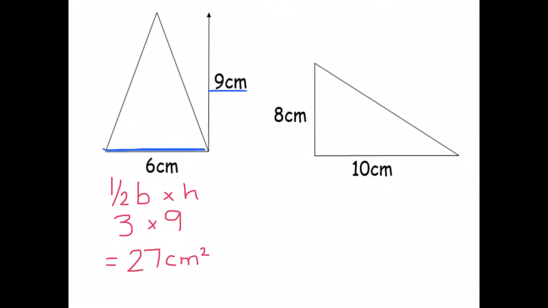My triangle on the right has a base of 10 centimeters and a height of 8 centimeters. Again, my equation, half the base multiplied by the height. Half of 10 is 5. My height is 8. Multiply 5 by 8 gives me an area of 40 centimeters squared.